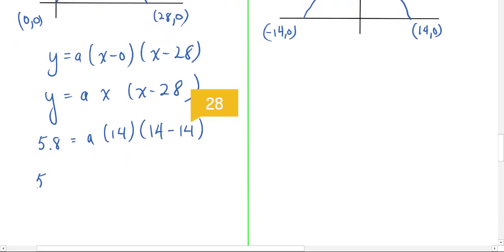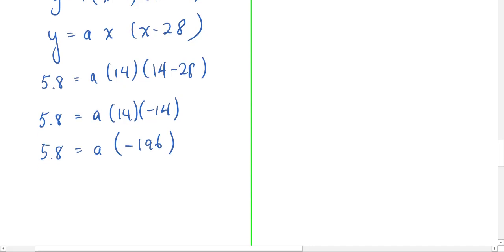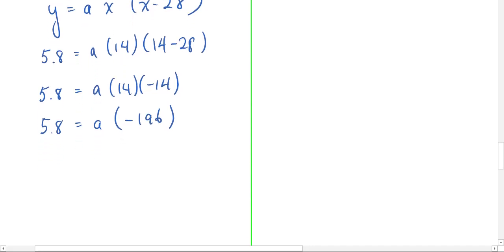Now we need to solve for a, so first let's multiply. Mistake there, sorry. We end up with 14 times negative 14, which gives us 5.8 equals a, and 14 times negative 14 is negative 196. Divide both sides. We get 5.8 over 196, the negative of that.